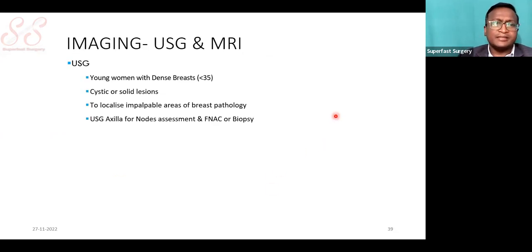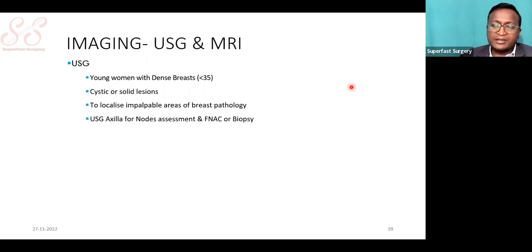Before moving on to MRI, let us discuss the imaging modalities used in breast cancer evaluation, that is ultrasonography. Ultrasonography is indicated in young women with dense breasts, especially women less than 35 years of age. The greatest advantage of ultrasonography is that it helps to characterize the lesion, whether it is solid or has a cystic component, and whether it is malignant looking. The second important advantage is to localize impalpable areas of the breast. Third, we can do ultrasonography of the axilla at that point of time and identify malignant-appearing nodes. And another very important role of ultrasonography is interventional guidance.